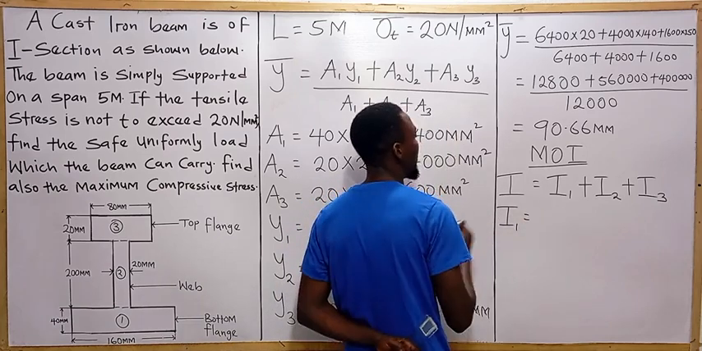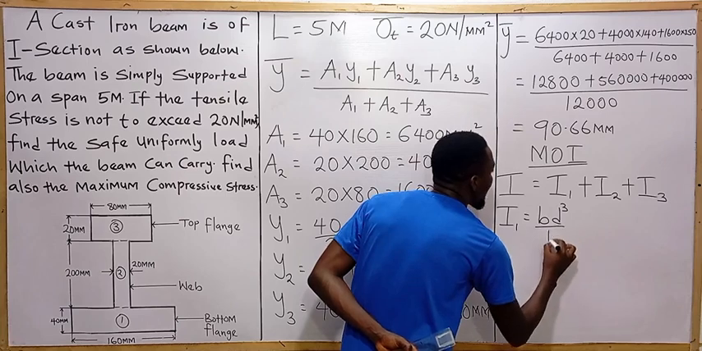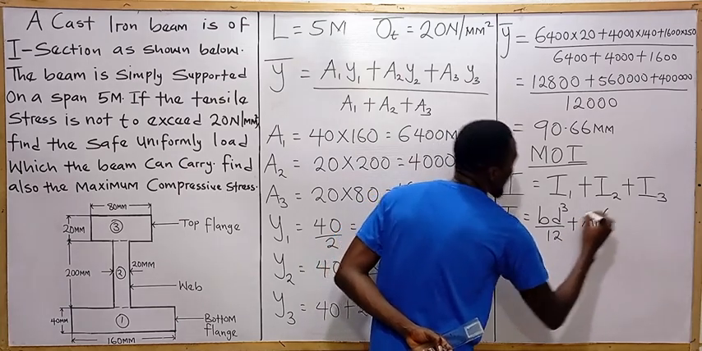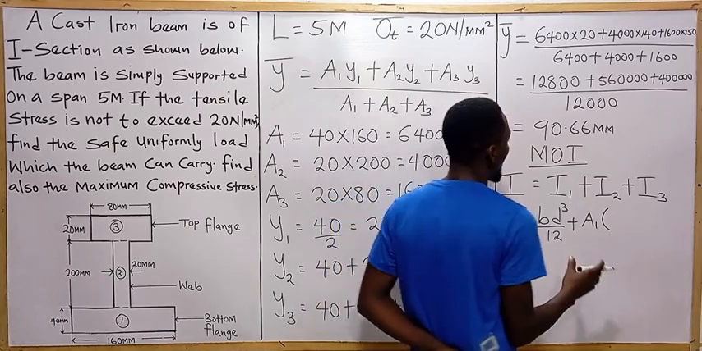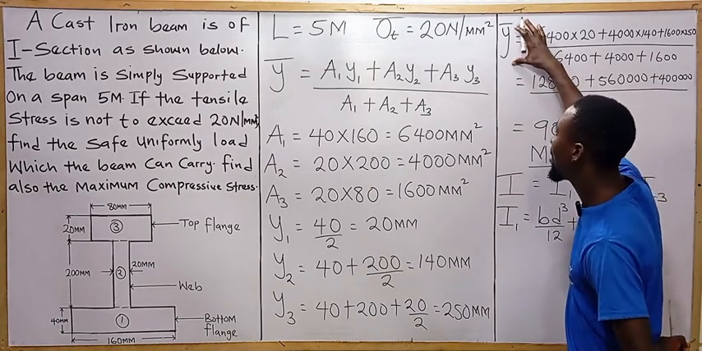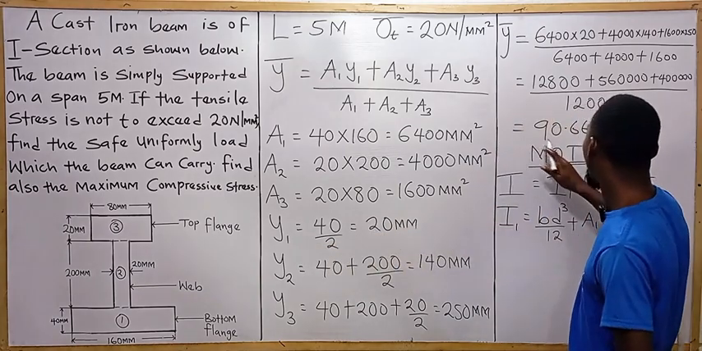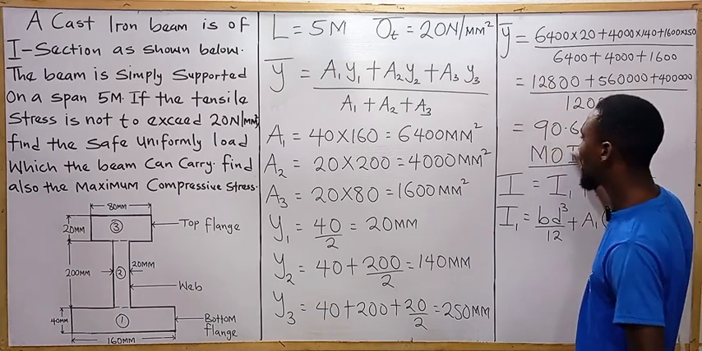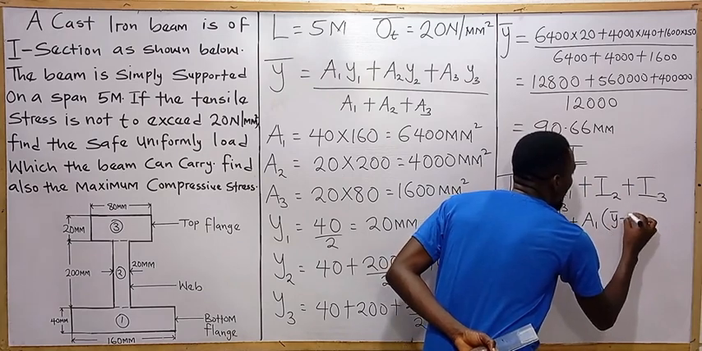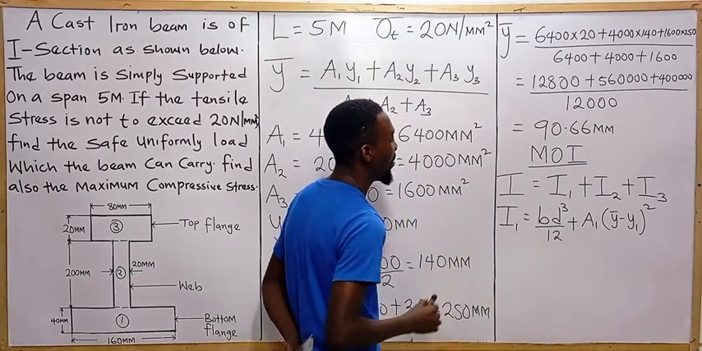So the formula is BD cubed divided by 12 plus A1 into, so here you will always check your distance of center of gravity and y1. You check the one that is greater. So our y bar is greater than our y1. So it shows that here we are going to have y bar minus y1 all squared. So this is the formula for our A1.